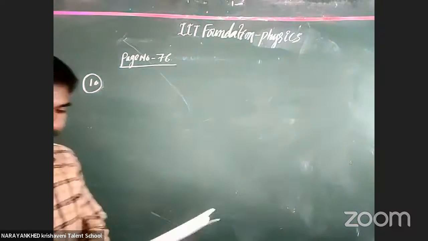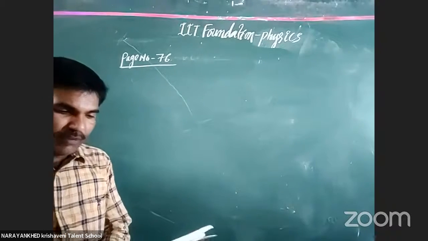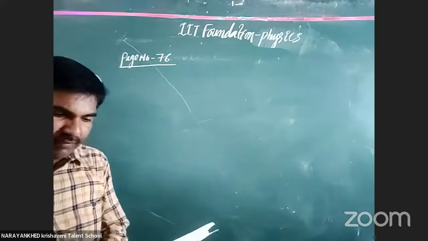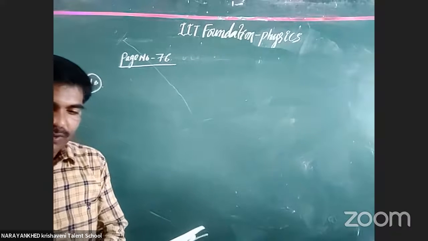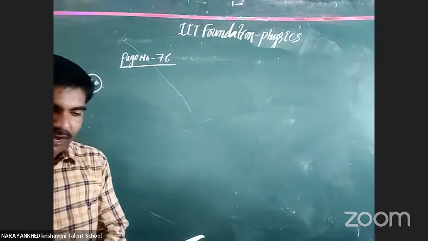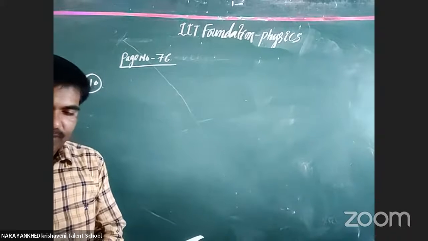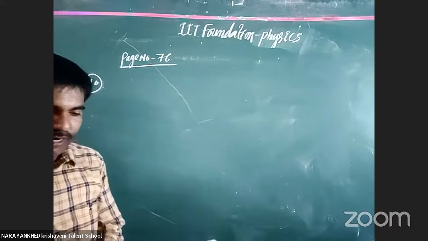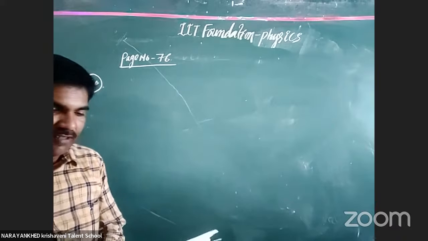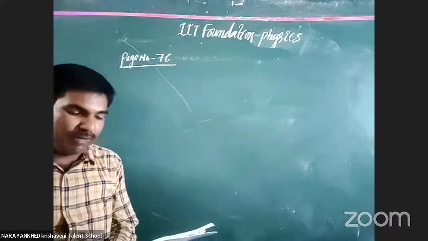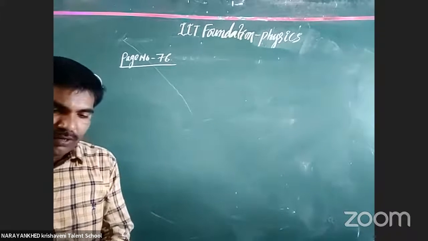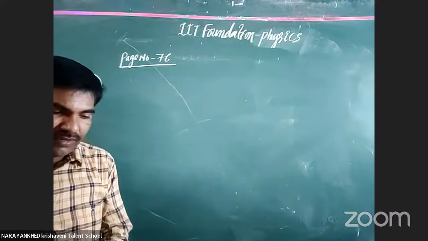Question number 10. In an experiment, a heavy ball takes a time t seconds to reach the ground from the top of the leaning tower of Pisa, height h meters. What will be the position of the ball at t by 3 after the release from the top of the tower? It is also completed. Now, there is the answer we have considered here.